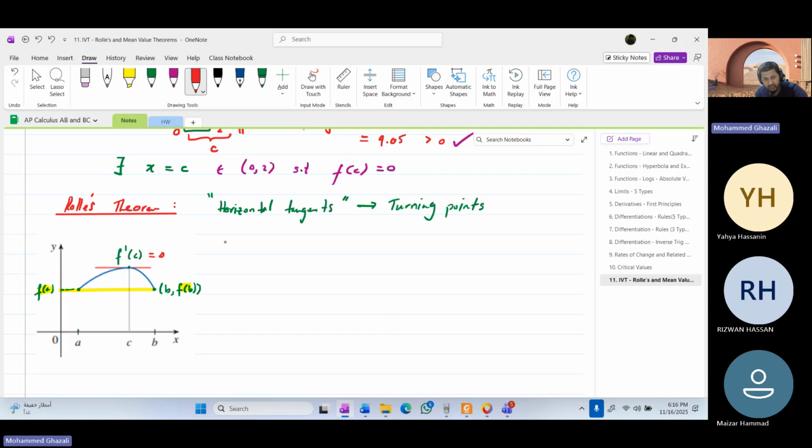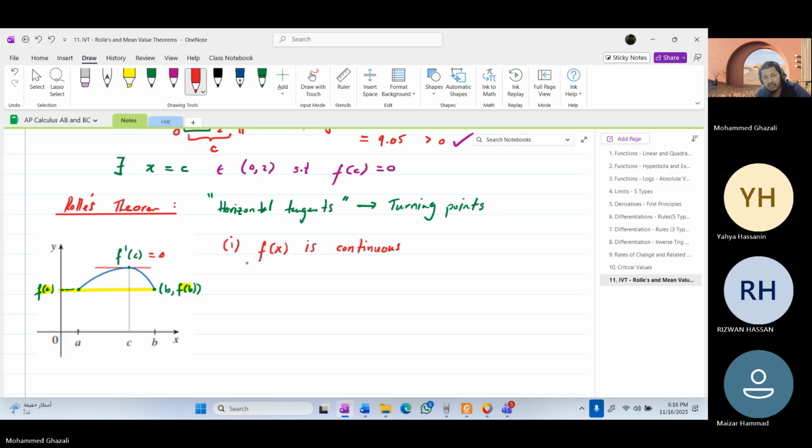So let's write down the conditions. There are three conditions for Rolle's theorem. Mister, isn't this just the same thing as a point of inflection? No, I'm talking about horizontal tangents. Is this f prime of x? Oh, yes, yes, okay, okay.